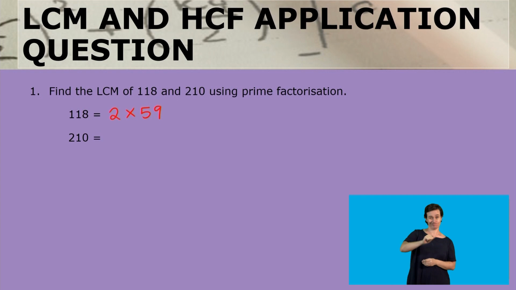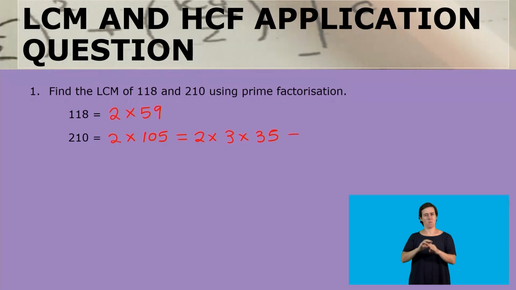Then we have 210, and when we break that down, that is going to be 2 multiplied by 105, right? But because 105 is not a prime number, we are going to break that down even further. 105 comes from 3 multiplied by 35. And when we look at 35, it is also not a prime number. So that is going to be 2 multiplied by 3 multiplied by 5 multiplied by 7. And that is our prime factors.